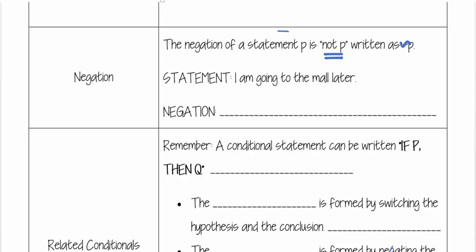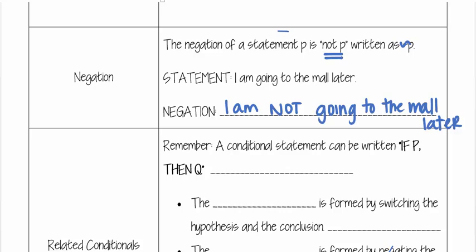If I give you a statement like, "I am going to the mall later," a negation of it simply puts the word "not" in there, and it has to make grammatical sense. So, "I am not going to the mall later." That's the negation of this statement. You have to put "not" in there somewhere where it makes grammatical sense.